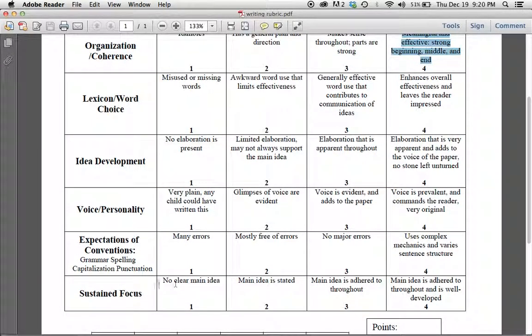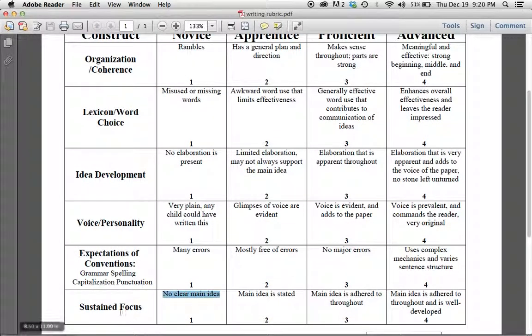You can also look down here. Let's skip down to sustained focus, whether or not there's no clear main idea. And we'll talk about how to begin your paper with a strong main idea and thesis and to build from your thesis. Or looking at more of an advanced paper as we consider sustained focus. An advanced paper would have a main idea that is adhered to throughout and is well developed. So that paper would receive a 4 in this area.